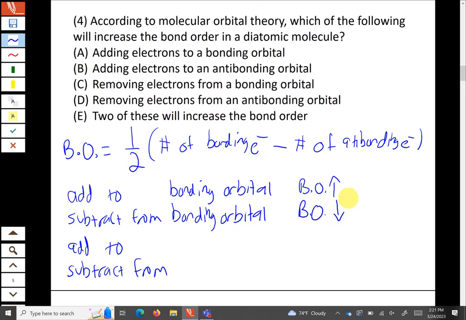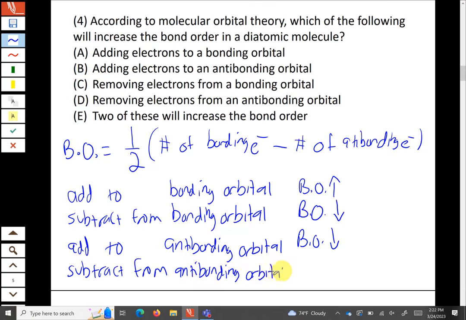And then for anti-bonding orbitals, it's sort of the opposite trend. If we add electrons to anti-bonding orbitals, this term here is going to increase, so the whole thing is going to get smaller because we're subtracting that number. So your bond order would also go down in that case. If we subtract electrons from an anti-bonding orbital, we reduce this term, and the whole thing increases. So all those are the 4 possibilities for how adding or subtracting electrons from those different orbitals can influence bond order. So we're looking for the ones that will increase the bond order here.